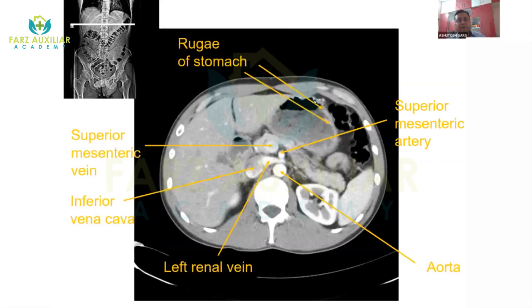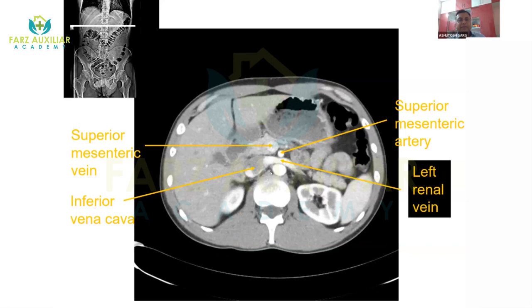Then this is the rugae of the stomach, and this is splenic flexure of the colon. This structure is pancreas. You can see the pancreas. This is inferior vena cava, aorta, left kidney. This is spleen, right lobe of the liver, left lobe of the liver.